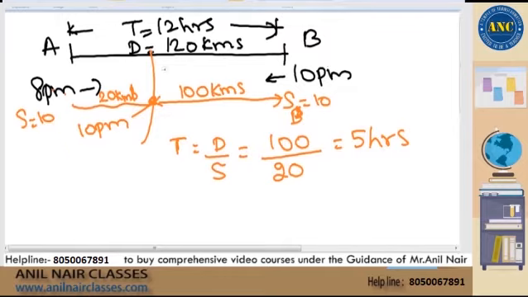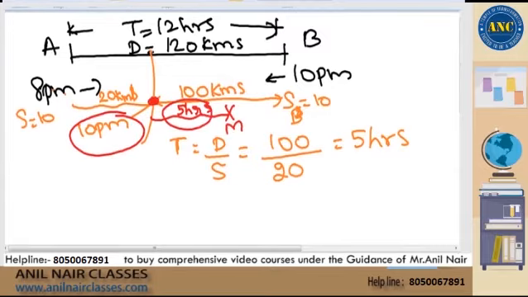That means from 10 p.m. they will travel for 5 more hours, and that becomes the meeting point. From 10 p.m., if they travel for 5 more hours, what will be the answer? 11 p.m., 12 a.m., 1 a.m., 2 a.m., and finally it is 3 a.m.